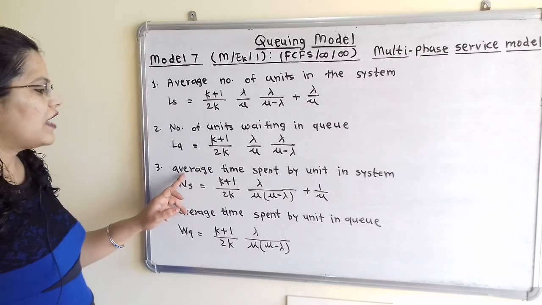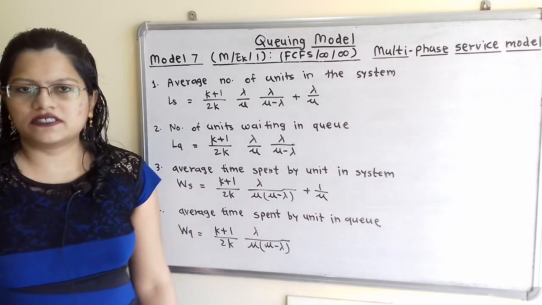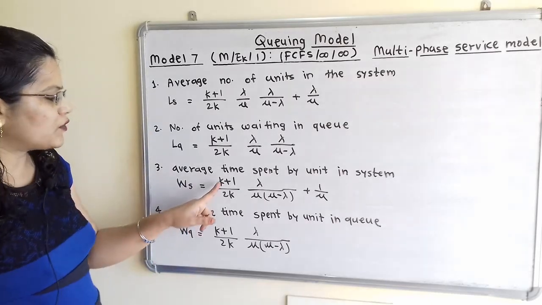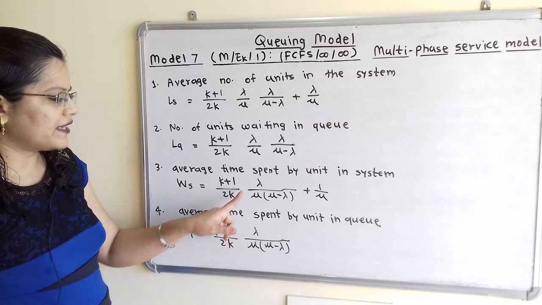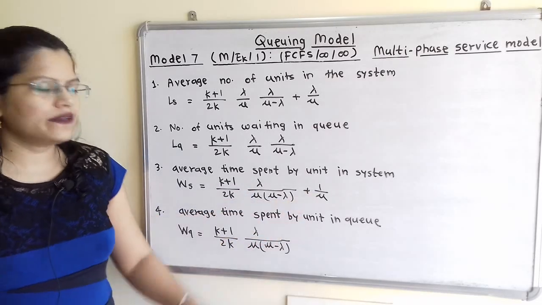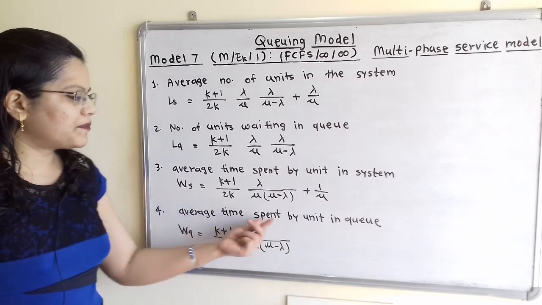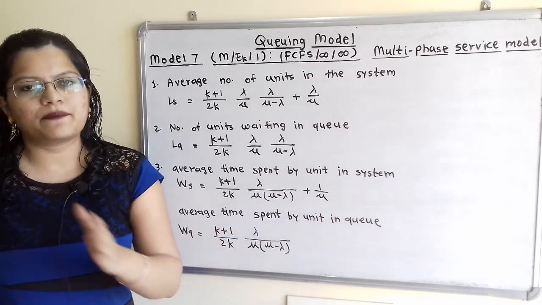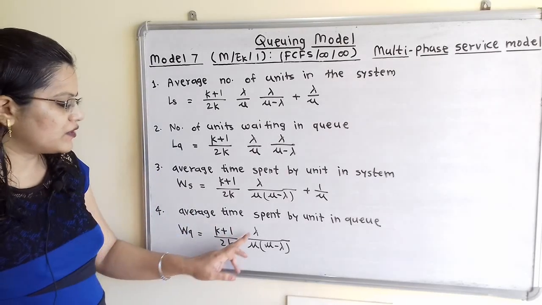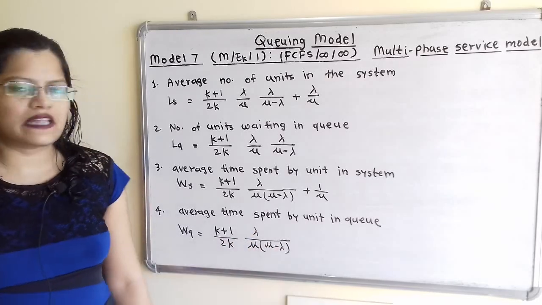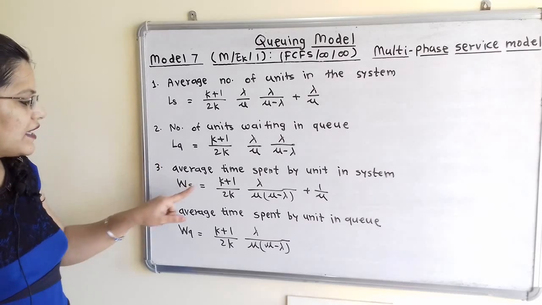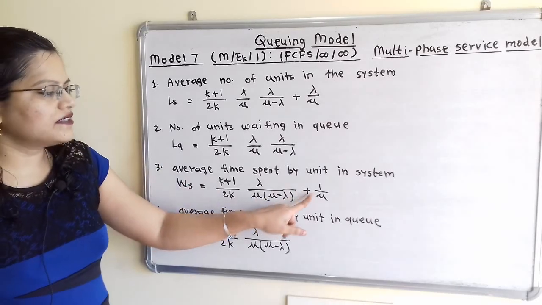Third, average time spent by a unit in the system, that is time in the system, Ws, which is equal to (K plus 1) divided by 2K into lambda divided by mu into (mu minus lambda), plus 1 by mu. Average time spent by a unit in queue, so waiting time in queue, Wq, is equal to (K plus 1) divided by 2K into lambda divided by mu into (mu minus lambda). If we compare these two formulas, Ws and Wq, then in Ws we have to just add 1 by mu.